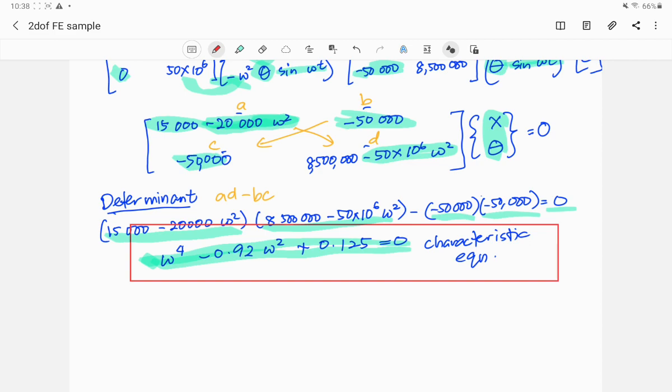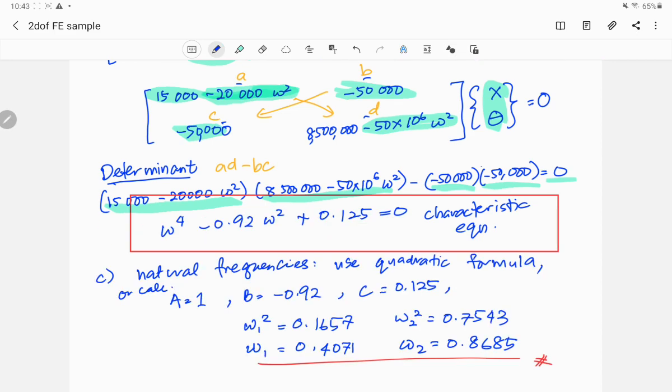Next we want to find the natural frequencies. You can use the quadratic formula, or you can use your calculator. In the calculator you have to change the mode to polynomial equations of power 2. A is basically 1, the second coefficient is B, and the third coefficient, the constant, is C. From there you can get your results.